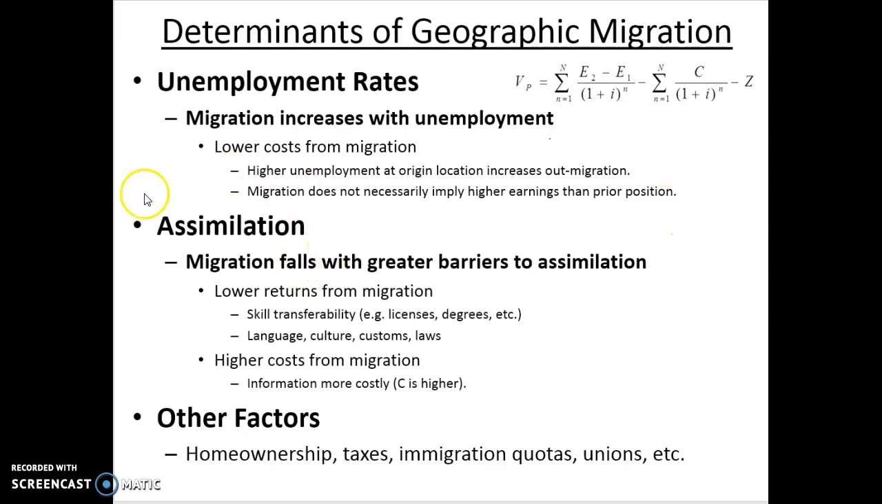Another thing to consider is assimilation. Migration generally falls with greater barriers to assimilation. In other words, people don't want to move if there's a lot of things they have to do to adapt. Skill transferability, licenses, degrees, etc. Language, culture, customs, laws. You know, moving within a country is one thing. Moving across countries creates additional challenges. And what this does is not only lower the returns, but it also raises the costs.